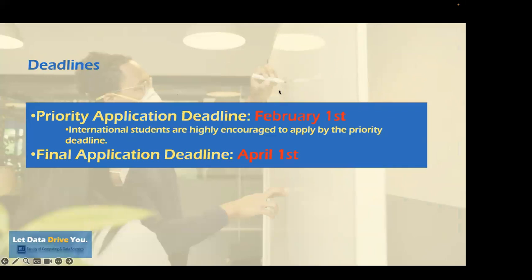Deadlines. First deadline, February 1st. International students are highly encouraged to apply by the priority deadline. Final deadline, April 1st. A lot of people have questions about these two. First and foremost, there's no difference between these two deadlines. You can apply to either one. It's just that if you're an international student, we highly, highly encourage you to apply by February 1st because it is so hard to get a visa appointment nowadays. If you apply earlier, you will get a decision earlier, and you can start the visa process earlier.